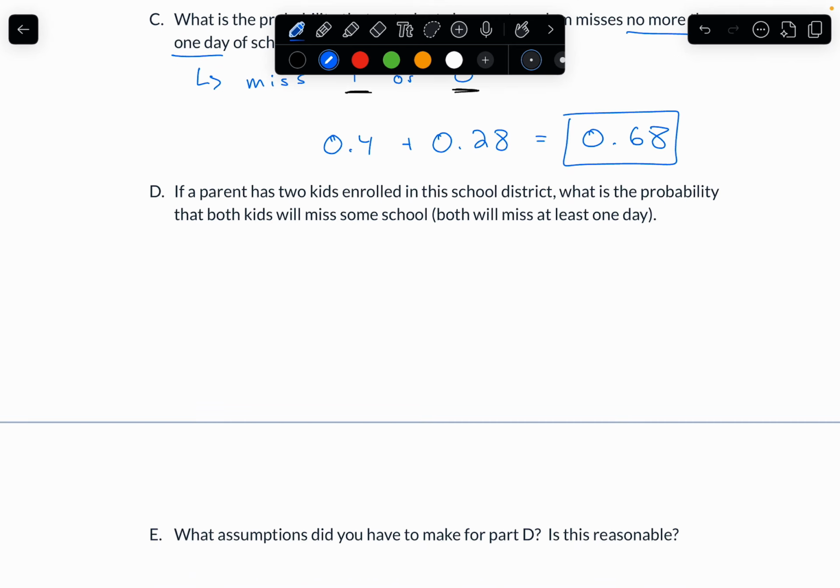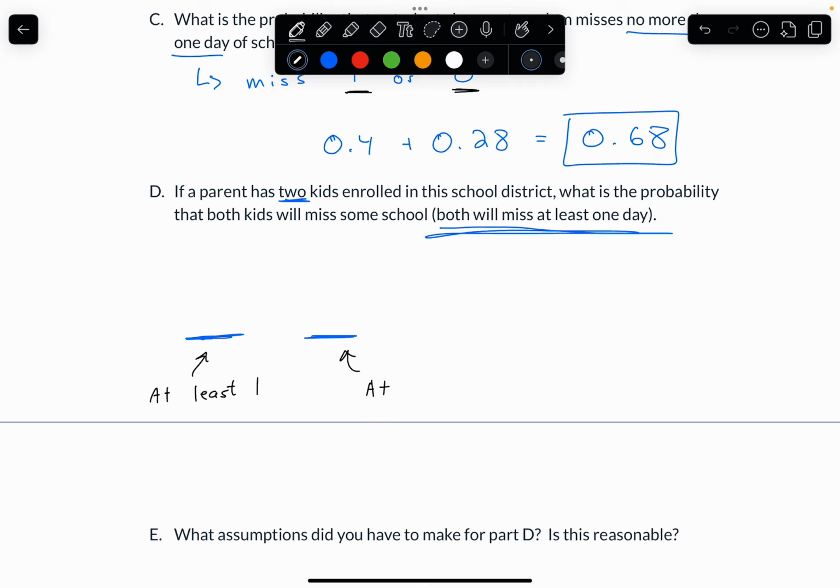Part D says if a parent has 2 kids, so now we're talking about 2 kids in this school. What is the probability that both kids will miss some school? In other words, both will miss at least 1 day. So what this is really asking is this kid misses at least 1, and this kid misses at least 1. And this is an and probability, which means we're going to be multiplying these.